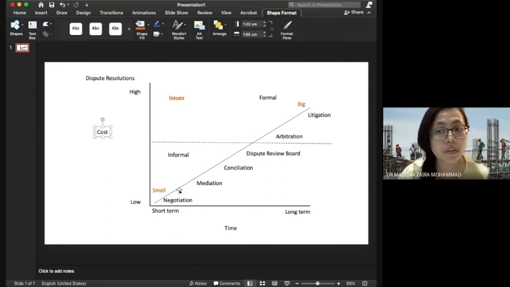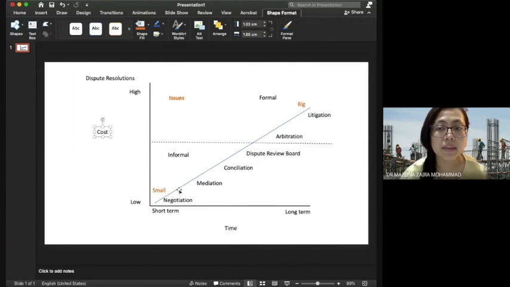And dispute review board means that usually for a big project, they have this dispute review board. So they settle within the team, so that one can still be solved informally. For small projects, usually they solve by negotiation, mediation, and conciliation for informal. But for a big company or big project, they have a dispute review board, so they solve within the board.